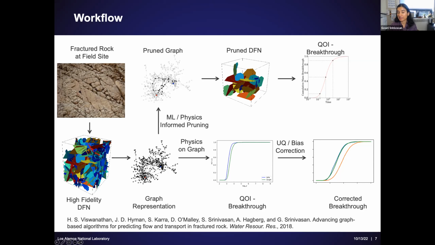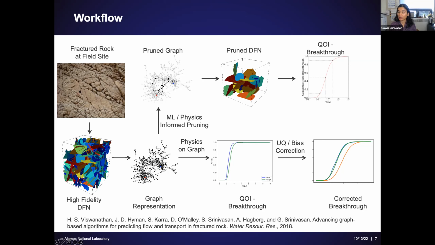And remember that we don't just look for one answer. I don't want just one first passage time or one breakthrough curve. We're going to put all of this in a UQ framework. There is a lot of uncertainty in the subsurface. For any of you that have worked with any complex system, you know that's the case. And certainly that's the case in the subsurface.